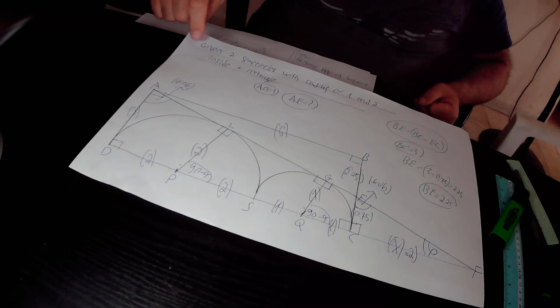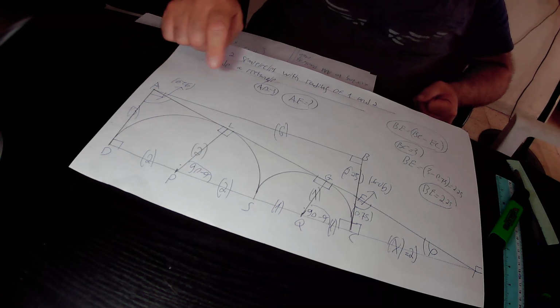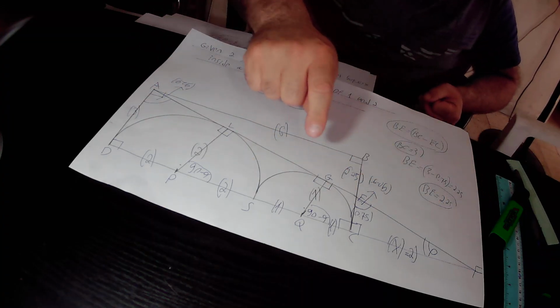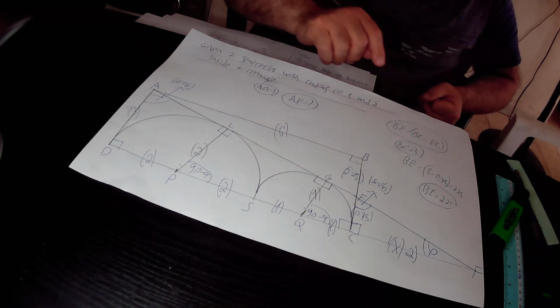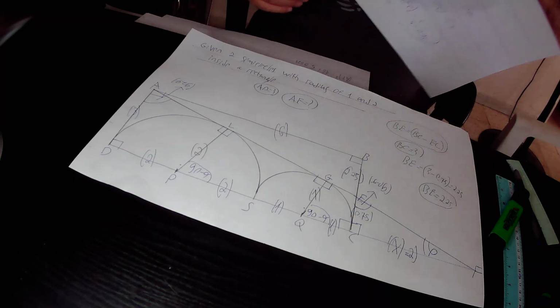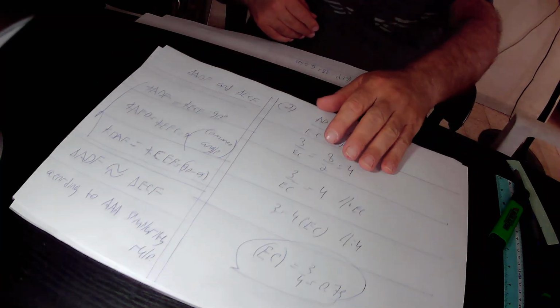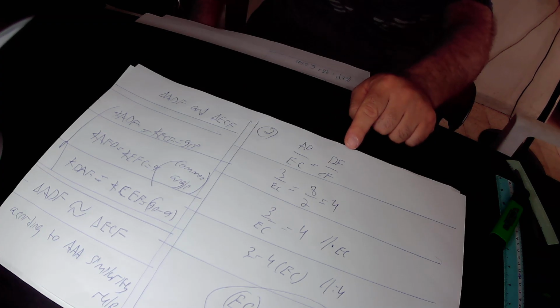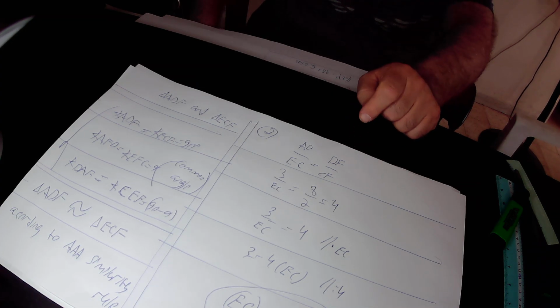We derive that side AD in the big triangle over side EC in the small triangle equals side DF in the big triangle over side CF in the small triangle. Repeat again: we derive that side AD in the big triangle ADF over side EC in the small triangle ECF equals side DF in the big right triangle ADF over side CF in the small right triangle ECF.